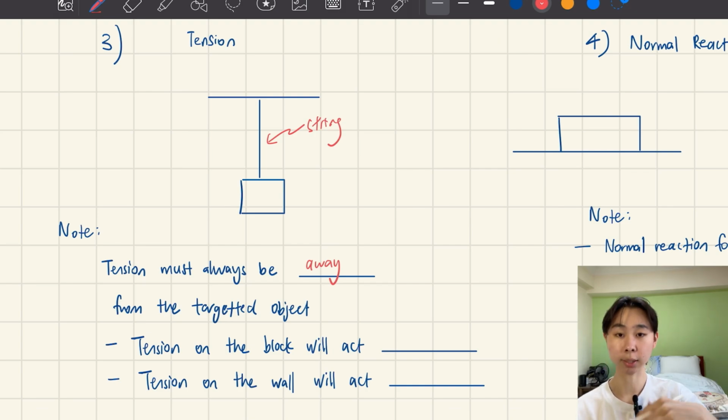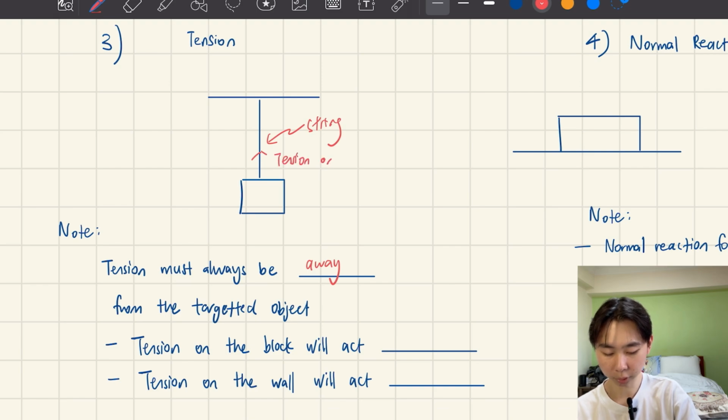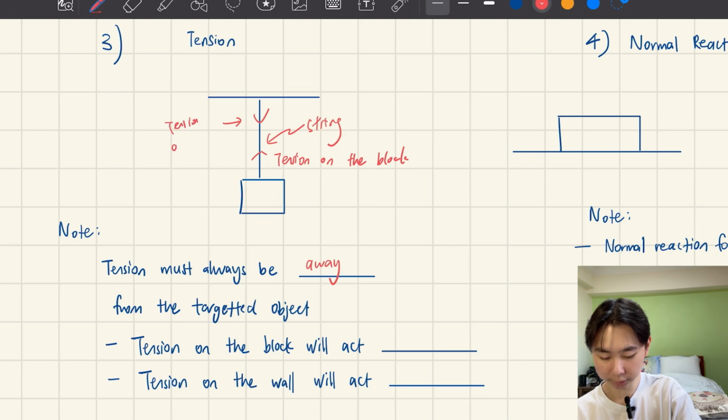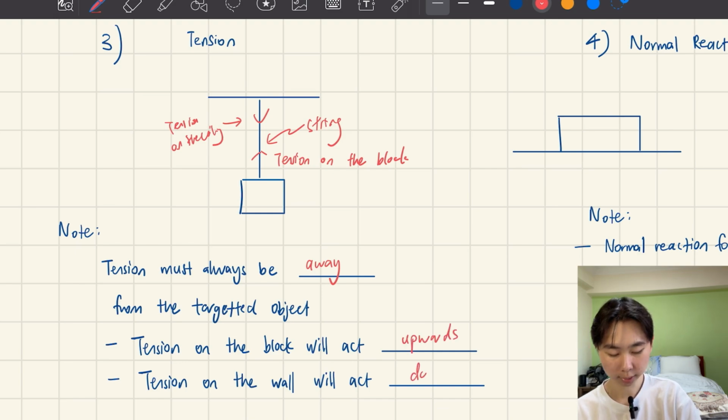So the object is downstairs, you want it to act away, so therefore your tension on the string should be upwards. This is tension on the block. And then for the tension on the ceiling, it will be away from the ceiling also, so it will be downwards. This is tension on the ceiling. So to fill in the blanks, tension on the block will act upwards, and then tension on the ceiling will act downwards.